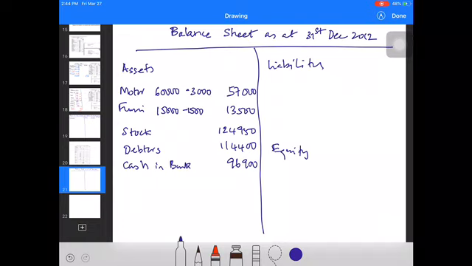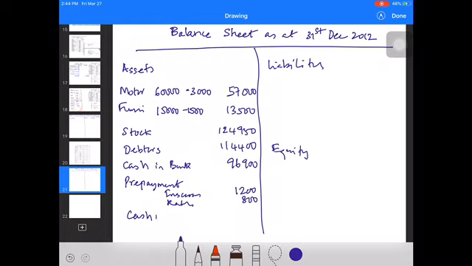Then we have prepayments, that is we have paid already, so it's an asset for us. Prepayments are considered as assets. So we have already paid insurance and rates. Those values are considered as an asset. Then finally we have cash in hand. That is an asset. So cash in hand, the amount is 3,000. So all those things are assets of the organization.